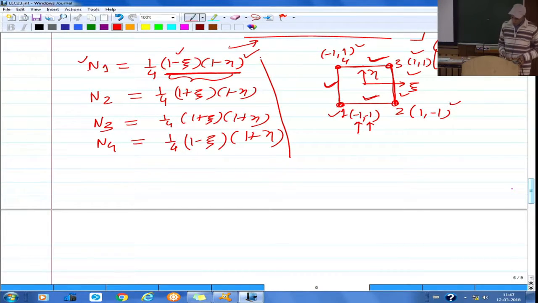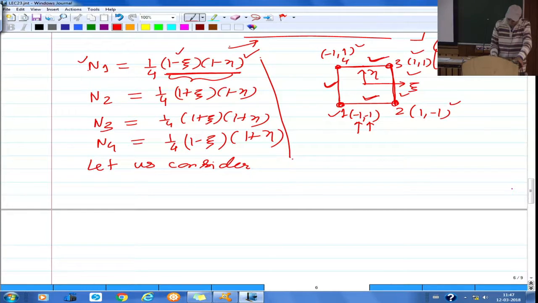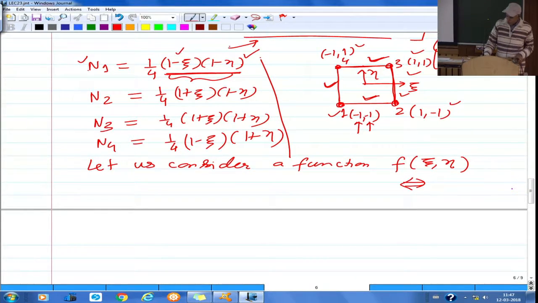That is T. So let us consider any function, although finally we are going to take it as temperature. Let us consider a function f, which is a function of xi and eta, because xi and eta are related to x and y. So you can also say that this is a function of x and y, because there is a relationship between xi and eta and x and y.